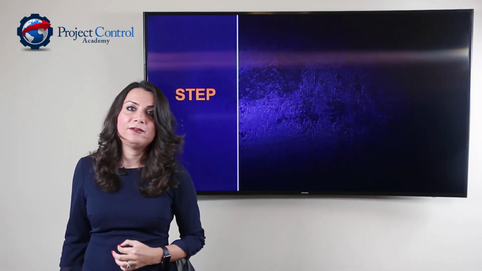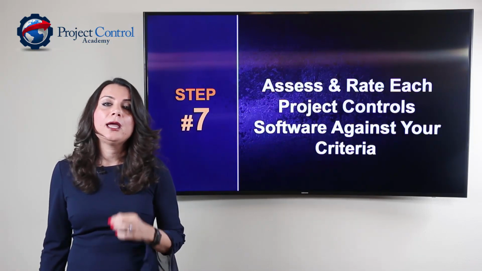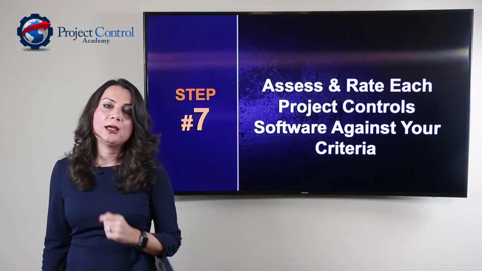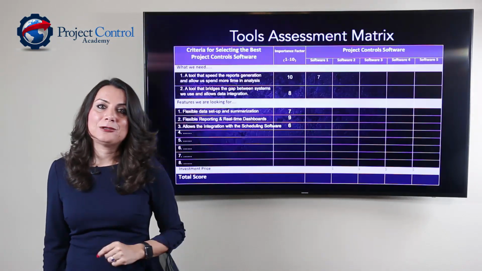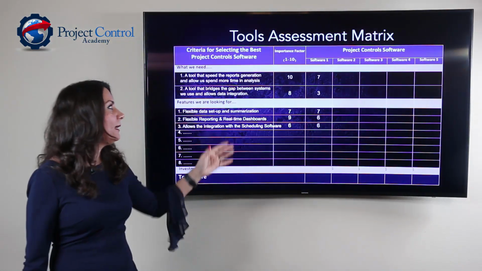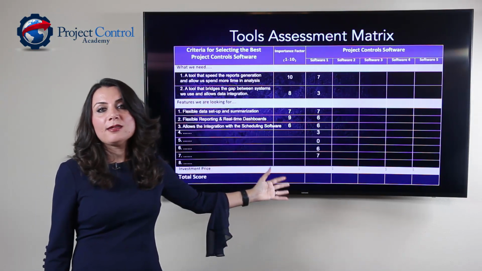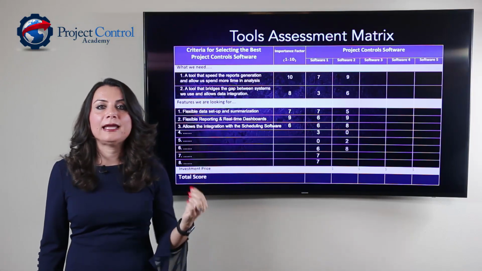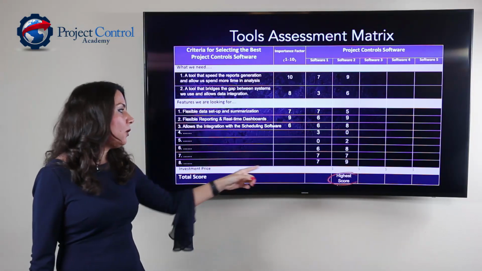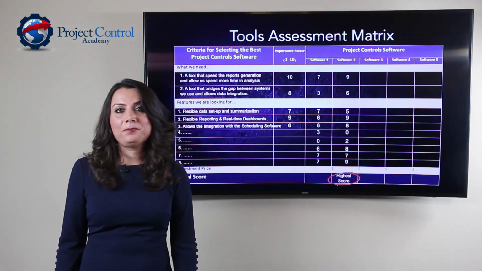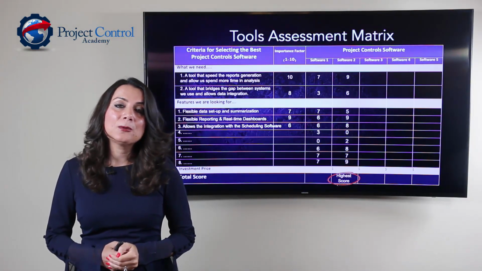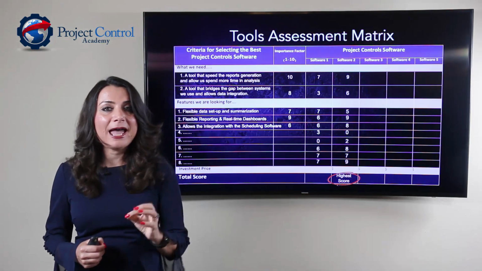So once you go through the trial for each tool, you assess and rate each software and then make your final decision. So it's going to be something like that. You start rating each software against the criteria that you have, and the one that has the highest score gets the winning score. It's going to be picked by you. But this way it's going to be very systematic.